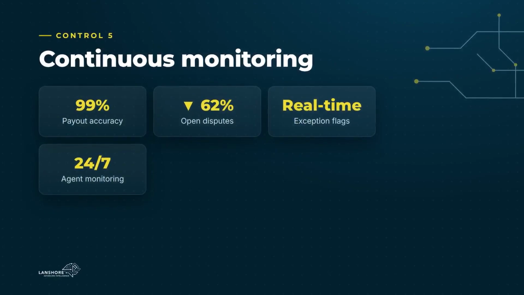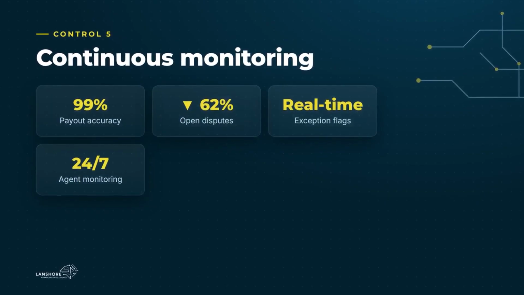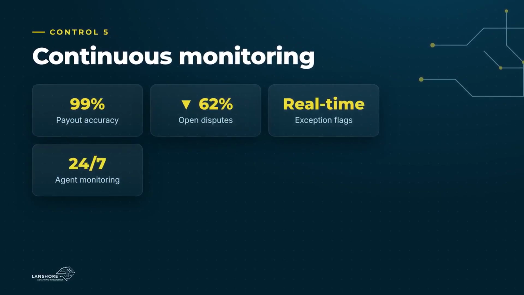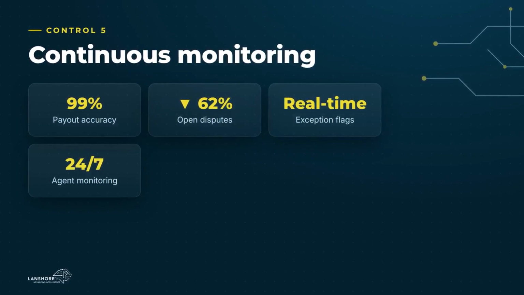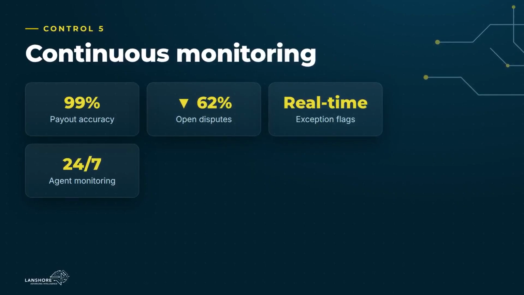Step 5 is continuous monitoring. Governance isn't a year-end audit. It's a live dashboard. The system watches every cycle for anomalies. An out-of-policy payout, a sudden spike, a plan rule firing the wrong way, and flags it before checks go out, not after. On screen, the governance dashboard is tracking payout accuracy, open disputes, and exceptions in real time.